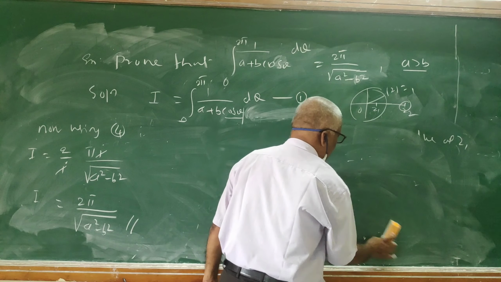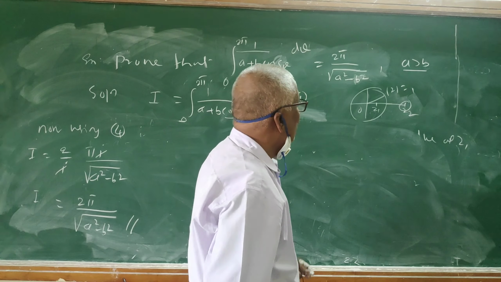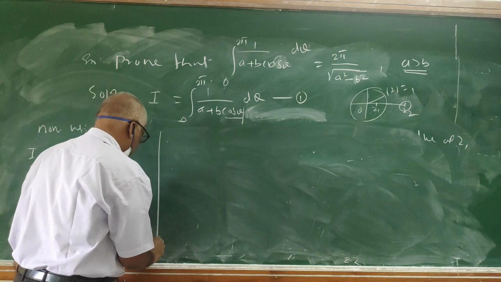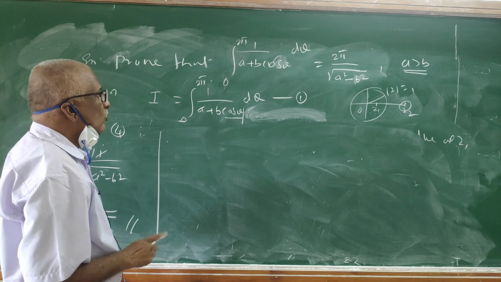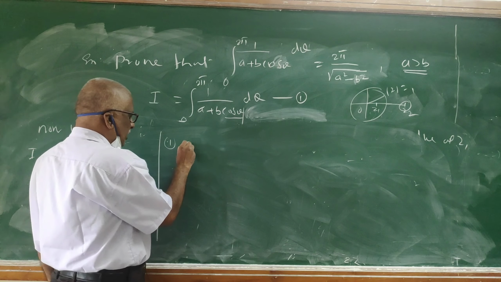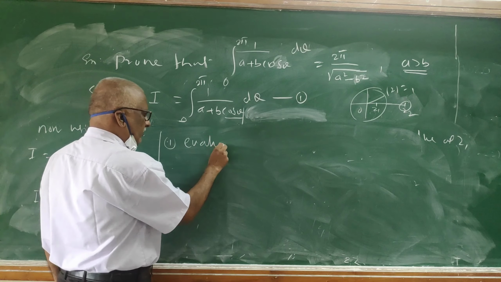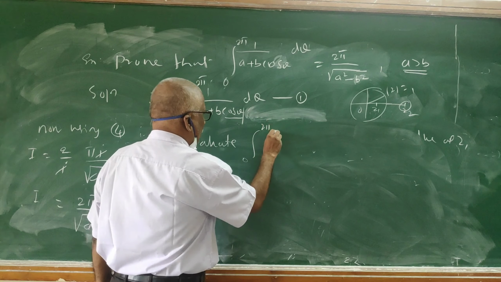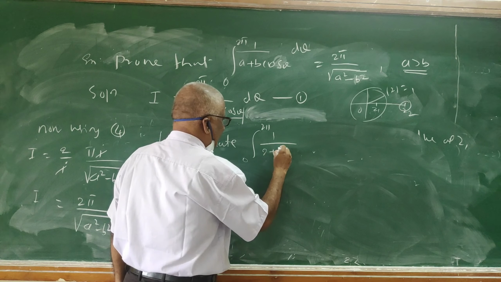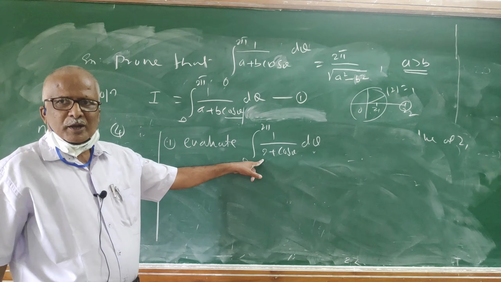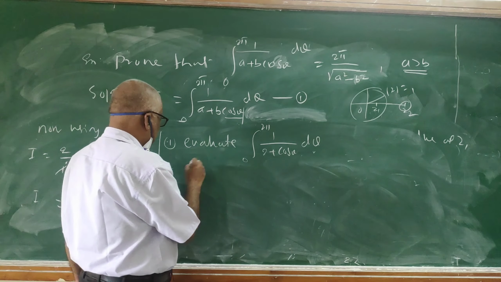To construct the problem, keep it in your mind: A greater than B. You can take anything you wish. Evaluate the integral from 0 to 2 pi of 1 by 2 plus cos theta d theta. Here, what is A? 2. B is 1. First problem.